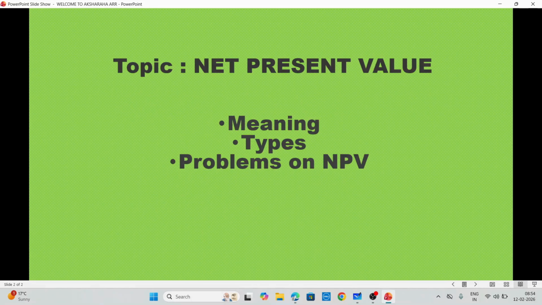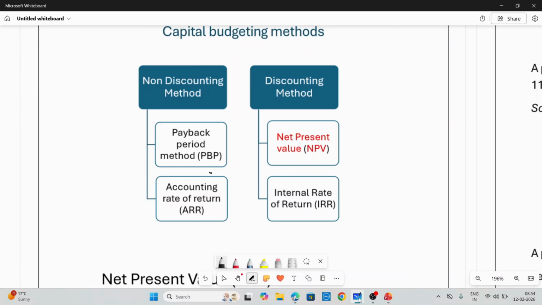In today's class, we are going to learn about net present value, its meaning, types, and problems on NPV. If I promise to give you 1 lakh rupees after 3 years, is it equal to 1 lakh today? No, because money has time value. So, how do companies decide whether a long term investment is really profitable after considering time value of money? That's where net present value plays a role.